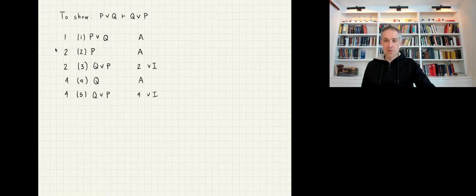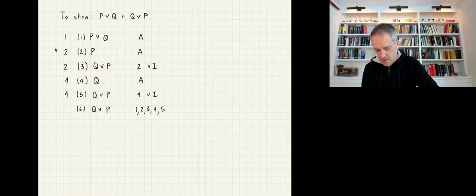Okay, so now I've done my two subproofs. I've argued from P to Q or P. I've argued from Q to Q or P. Q or P follows in either case. So now I can do or elimination. So Q or P follows from the original disjunction 1. The first subproof goes 2 to 3. The second subproof goes 4 to 5. That's or elimination. Okay, and now tabulate dependency numbers.